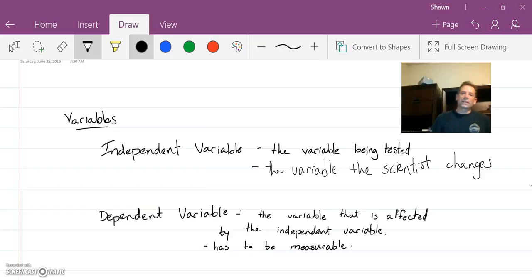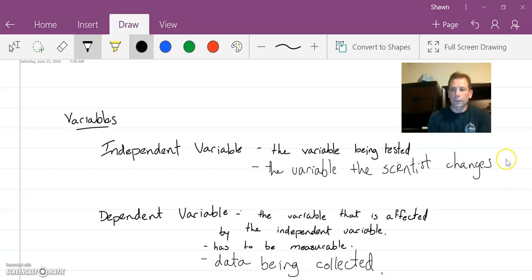Okay, and dependent variable is the variable that is being affected by the independent variable. Has to be measurable. It's usually part of the data that you're collecting. So we add that there as well. So it is the data being collected. Okay. All right. So that's independent variable and dependent variable.